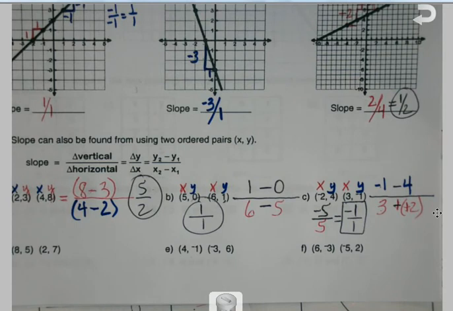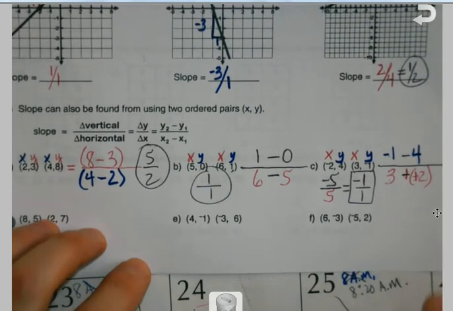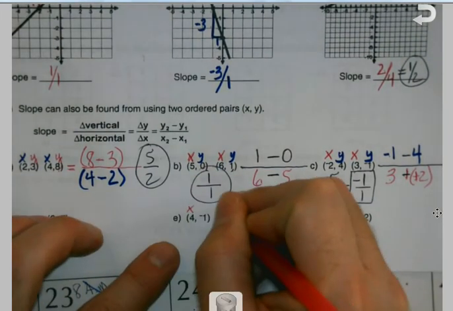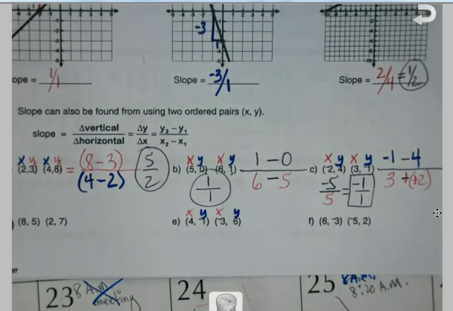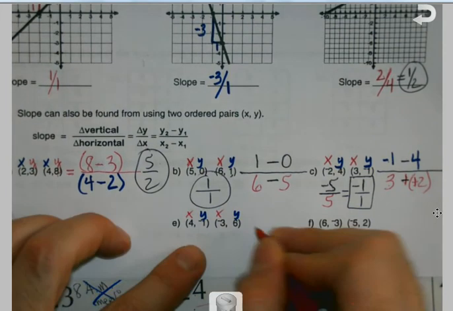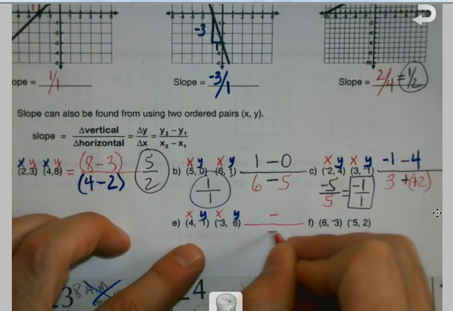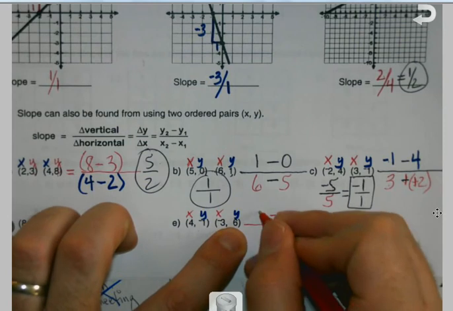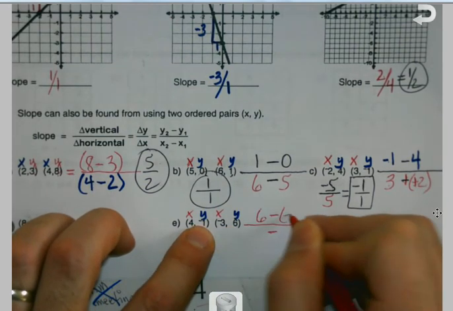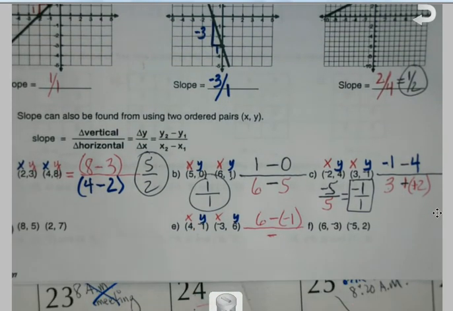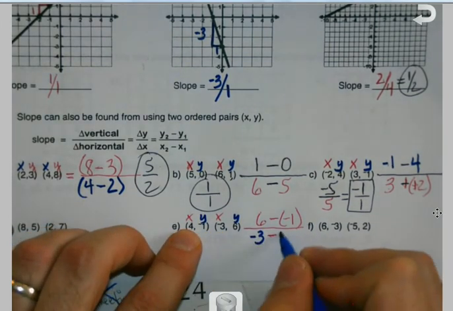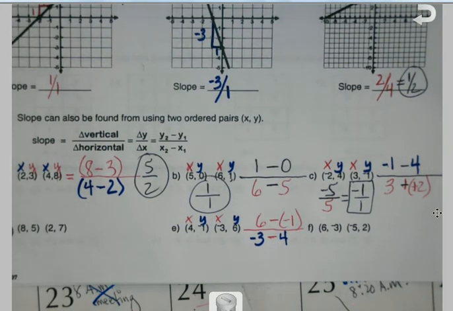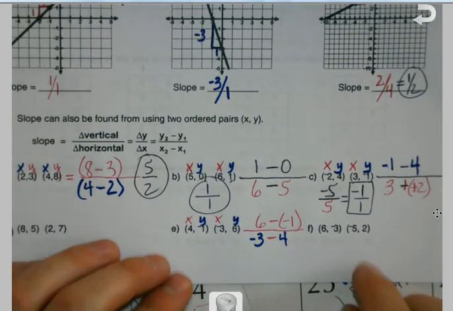I want to do one more with negatives here. All right, let's go down to E. One more with negatives, and I think we'll be good. Label up my x's and y's quick. All right. Let's see here. Get my minuses in right away. Second y, so 6. And negative 1. And for my x's down below, negative 3 and 4. As long as you stick to the formula and just take your time with it, not a big deal.